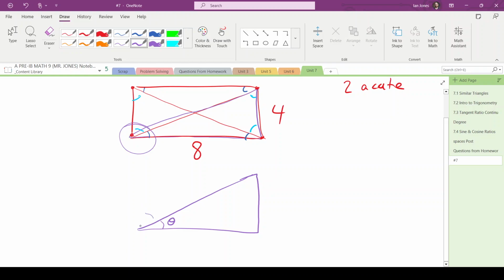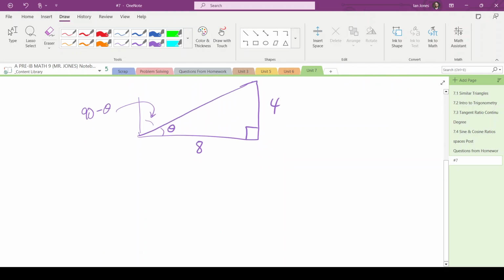And then the other one is just going to be 90 degrees minus whatever I find. Right? This here is 90 degrees minus theta. So I'll do that after I find theta. I have 8 here and 4 here, and this is a right angle because it's a rectangle. Those would be the two acute angles at a vertex.